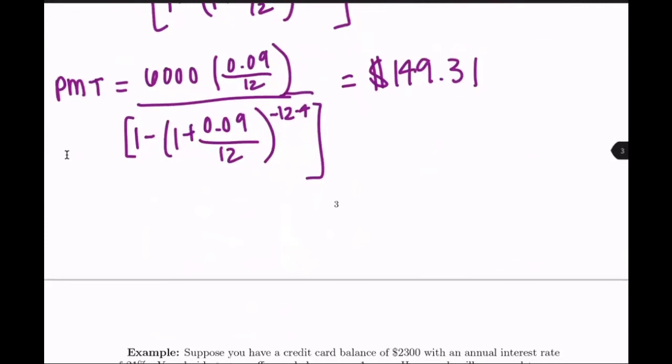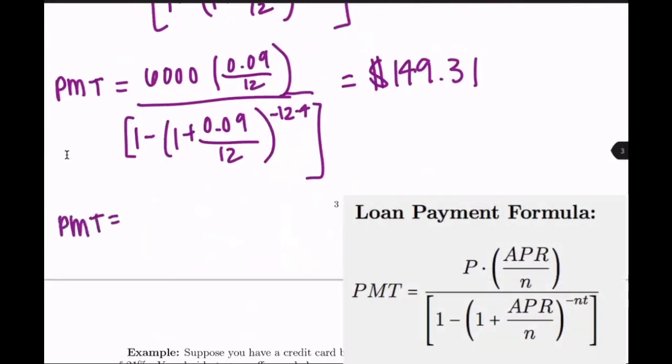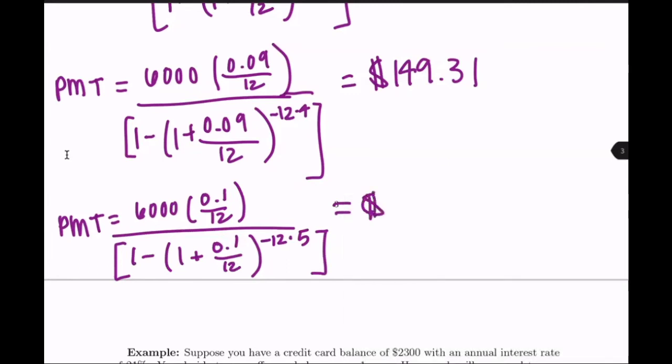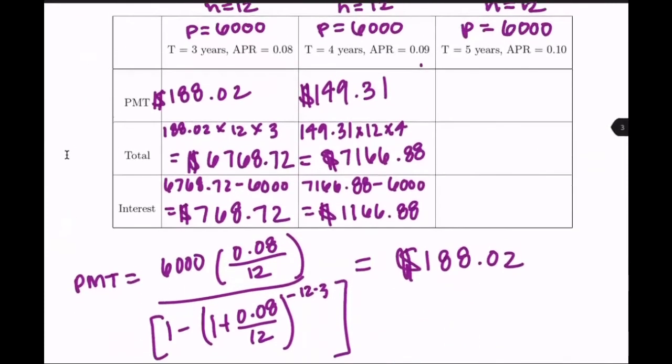So setting that up, we'll have PMT is equal to 6,000 multiplied by 0.1 over 12. Big divide bar, big bracket, 1 minus parentheses 1 plus 0.1 over 12 to the power of negative 12 times 5, because this is the 5-year plan. Once you put that into your calculator, you should get $127.48. So that's going to go up here.